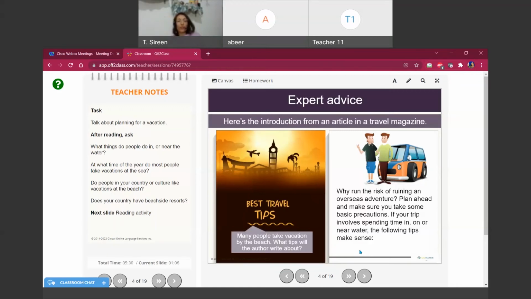Okay, so here, we read an introduction about an article in a travel magazine. So why run the risk of ruining an overseas adventure? Plan ahead, we must make a plan and make sure you take some basic precautions. What does precautions mean? I didn't know. Okay, when you don't understand a word, let me know.